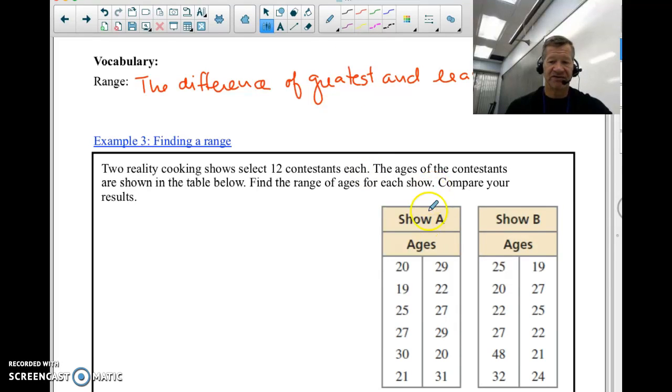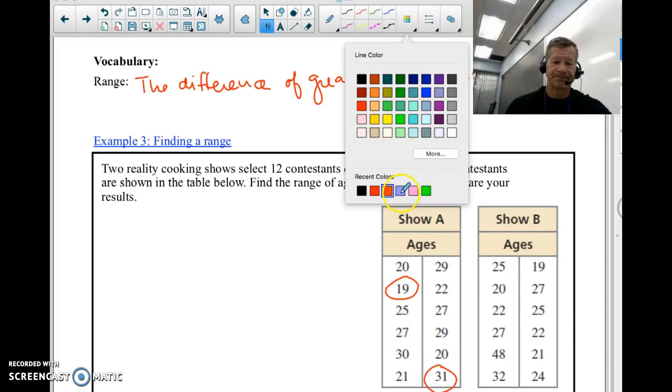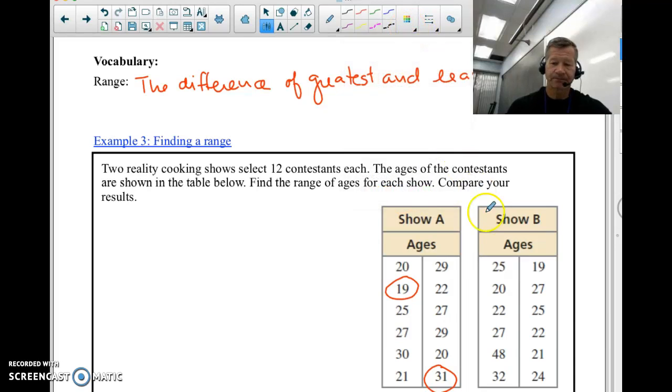So all I have to do is look at each table and find the lowest and highest value, the greatest and the least. So if I pour over this table here, and you can list them in order if you want to, but it looks like 19 is my lowest, and 31 appears to be the highest. If I look at the other table, the lowest value also appears to be 19, but the highest value is way up here at 48.